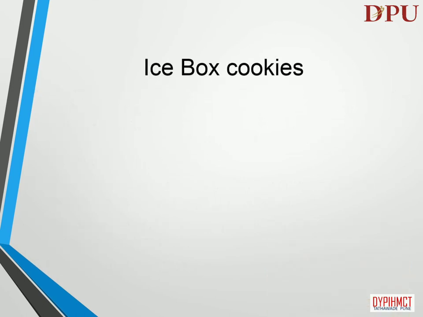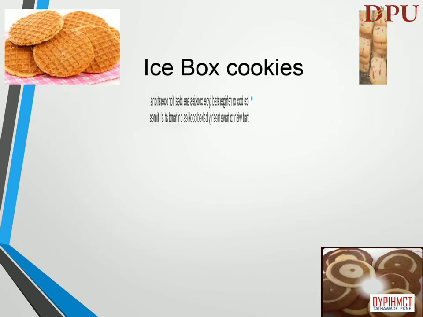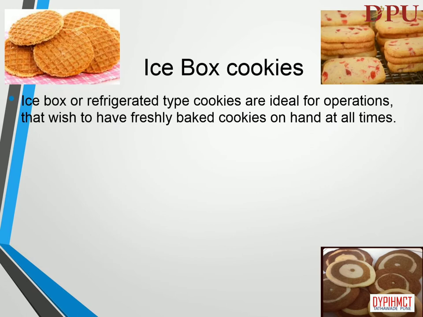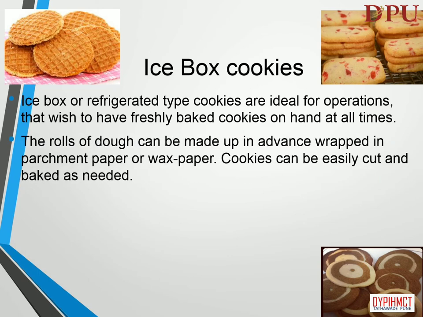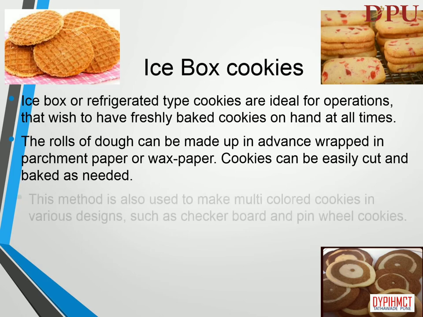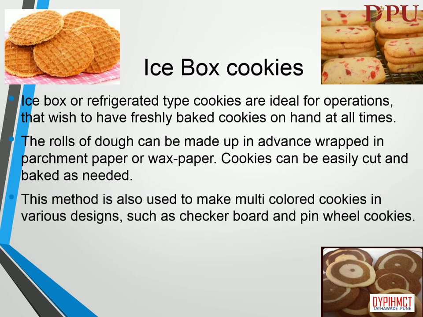Icebox cookies. Icebox or refrigerator type cookies are ideal for operations that wish to have freshly baked cookies on hand at all times. The rolls of dough can be made up in advance, wrapped in parchment paper or wax paper. Cookies can be easily cut and baked as needed. This method is also used to make multicolored cookies in various designs such as checkerboard and pinwheel cookies. Example: Dutch cookies, icebox cookies, bullseye cookies.